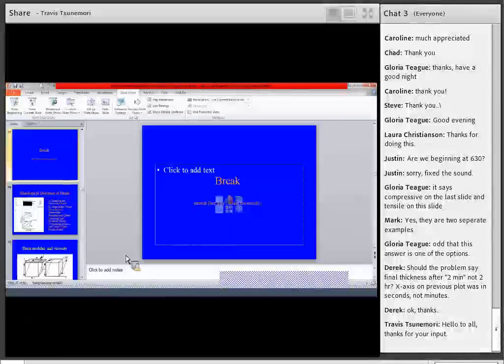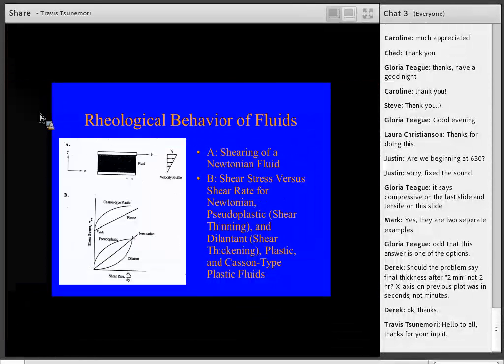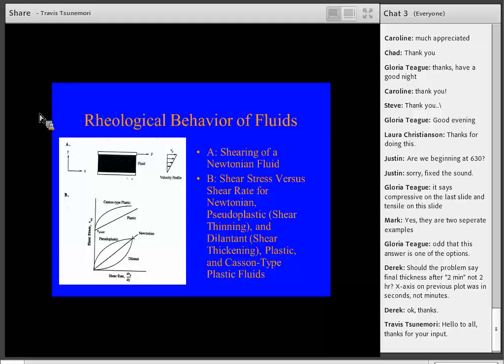Okay, welcome back. We will continue from this slide. We've been talking about biomaterials, and we've worked a few problems. We've talked a little bit about how to handle the problems and how to study, but also how on the test to try to keep things very organized so that we get the best results. We're going to move on and talk specifically about rheological behavior of fluids.